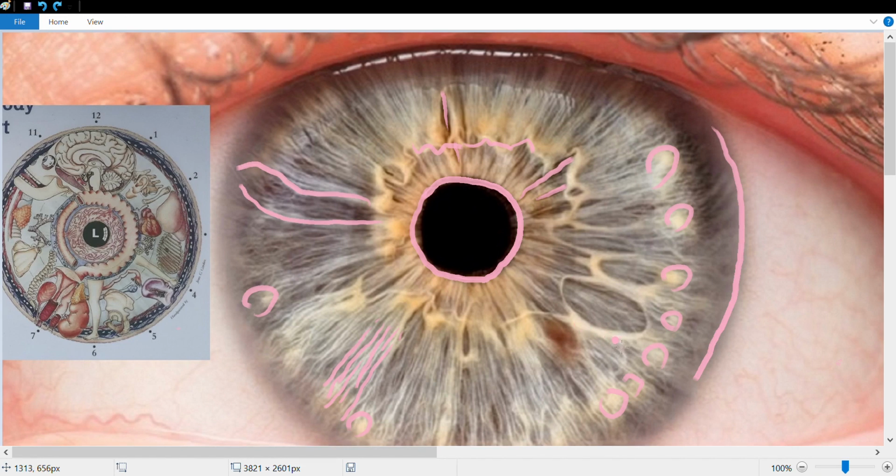And this would be, I mean, it looks somewhat like the arm and the hand, but it's also in the area of the spleen. So I would say that there's something going on in the spleen for this person.